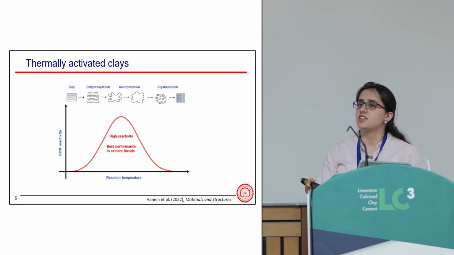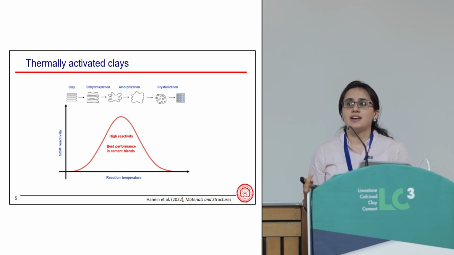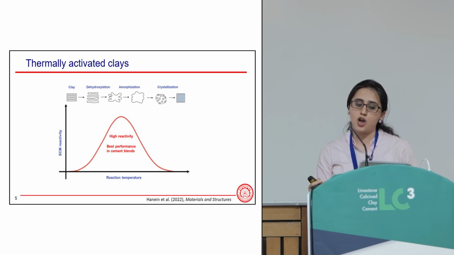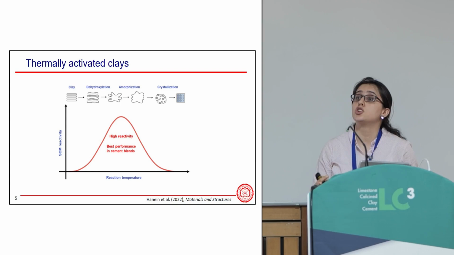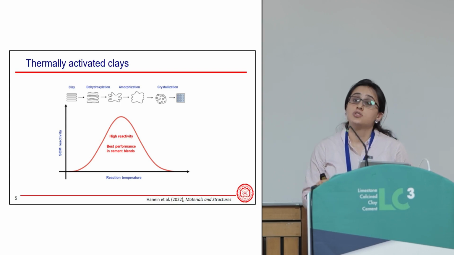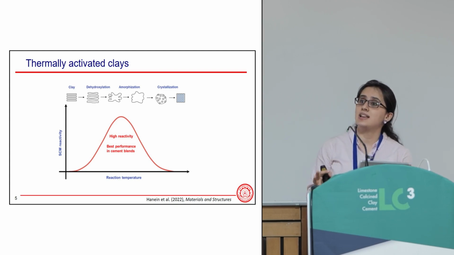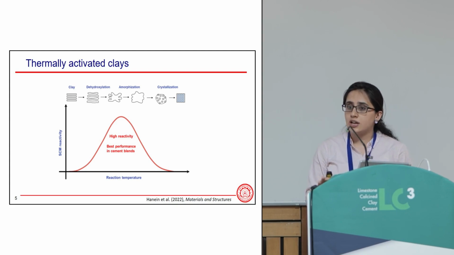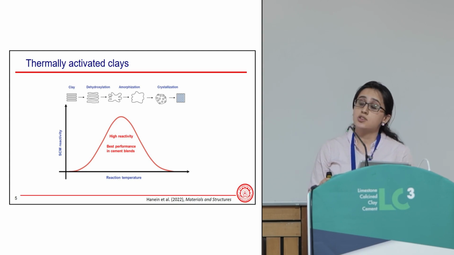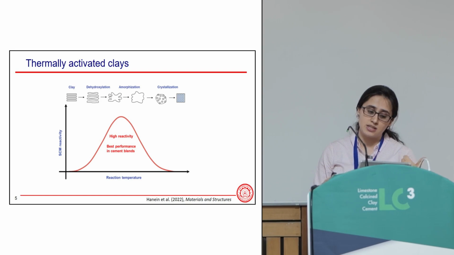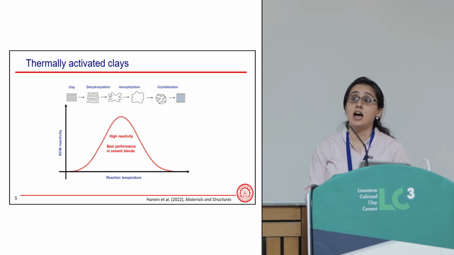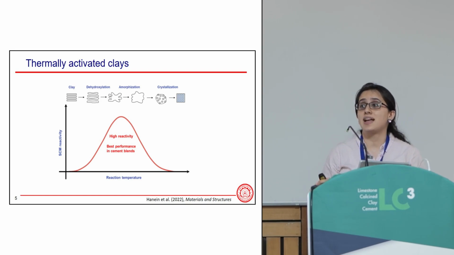But if we further increase the temperature, and the clay reaches the recrystallization phenomena, then again the pozzolanic reactivity decreases. So this highlights that there is an optimum calcination temperature for each clay, at which we have to calcine so as to achieve the best performance in the cement blend. Now the question is how to identify this optimum calcination temperature.